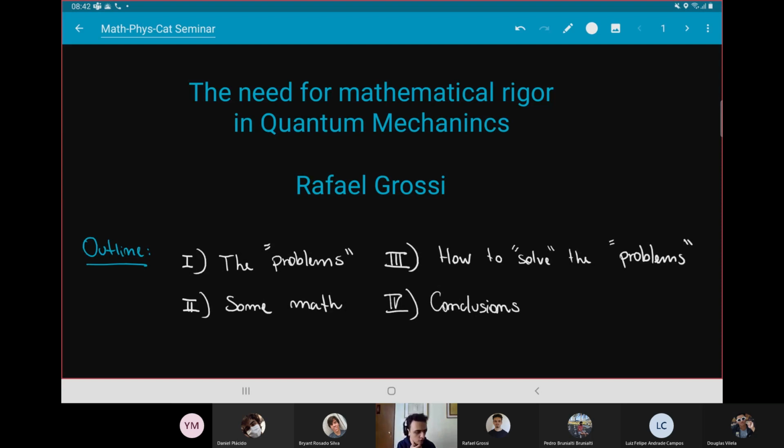I'll be following closely a paper by François Giers that I'll link in the description later, and I'll present some of the problems that he shows there. I'll give some partial solutions after I present some of the math that we're going to need in order to discuss this, and then I'm going to show how to solve these problems, and then we'll have some concluding remarks and some discussion by the end.